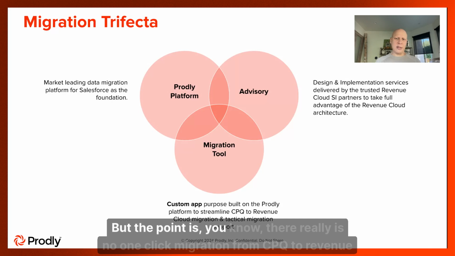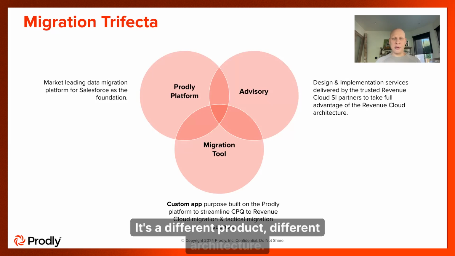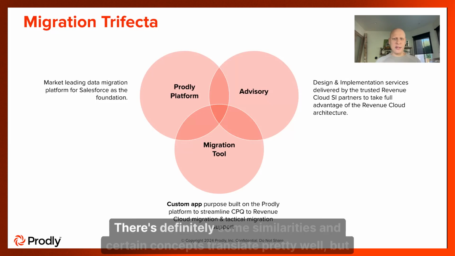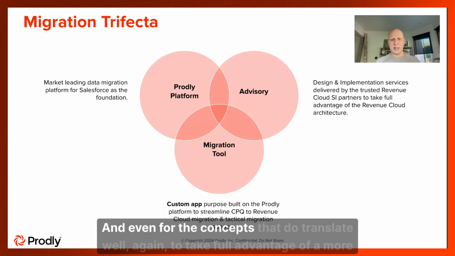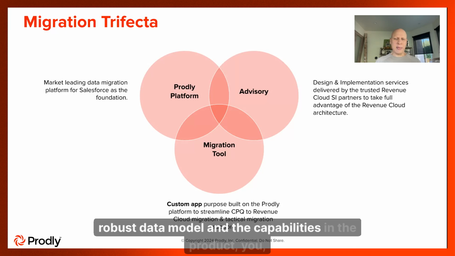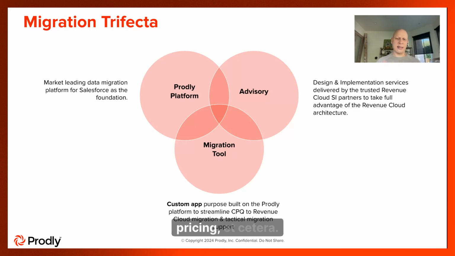But the point is, there really is no one-click migration from CPQ to Revenue Cloud. It's a different product, different architecture. There's definitely some similarities, and certain concepts translate pretty well, but others do not. And even for the concepts that do translate well, again, to take full advantage of a more robust data model and the capabilities in the product, you really should do some refactoring and some redesign of your product catalog, your pricing, etc.